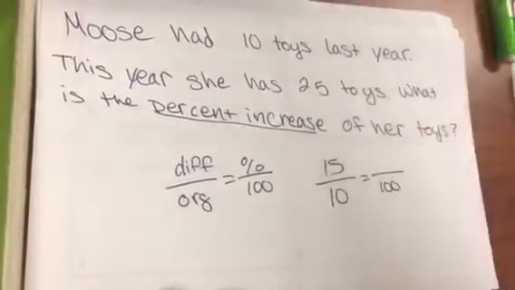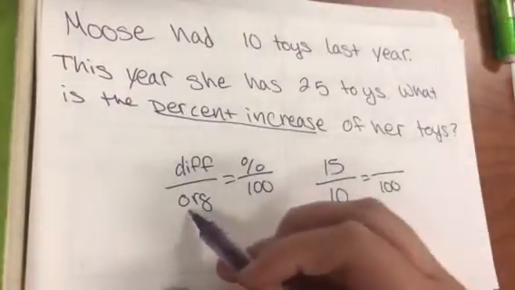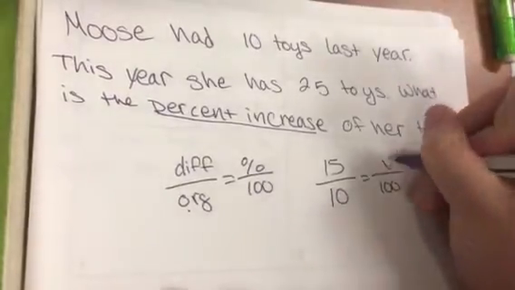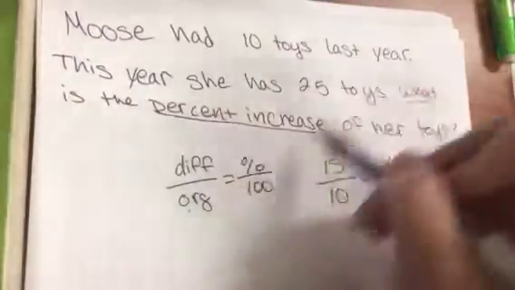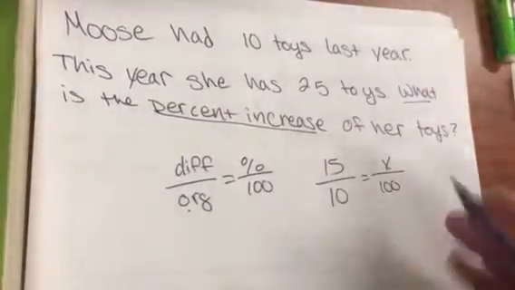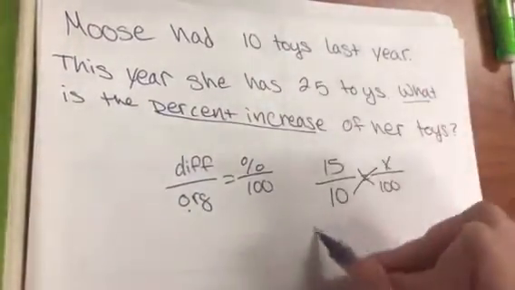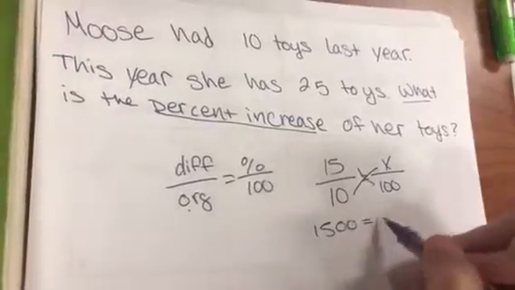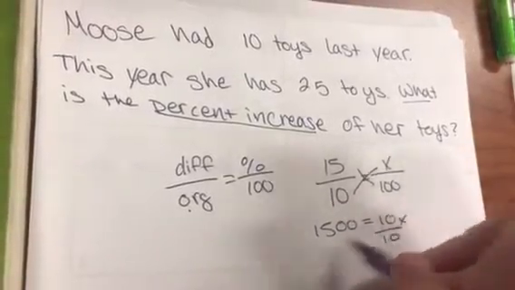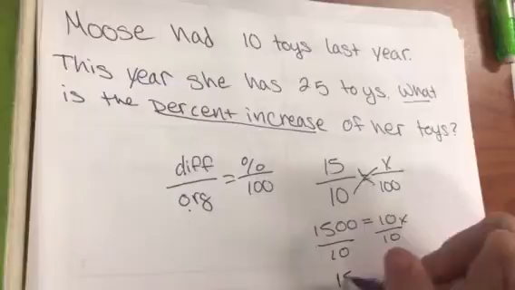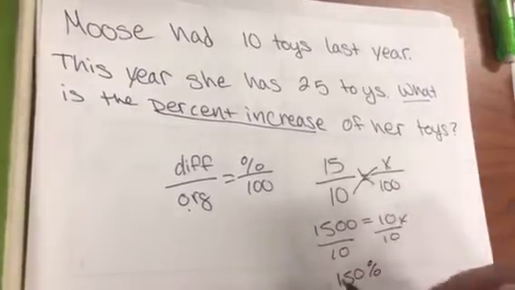So my original was 10, so I'm going to put the 10 there in my original spot. And I'm looking for the percent because it says what is the percent. I'm going to multiply across. I've got 1,500 equals 10x. Divide by 10, divide by 10. I have 150% increase in her toys.